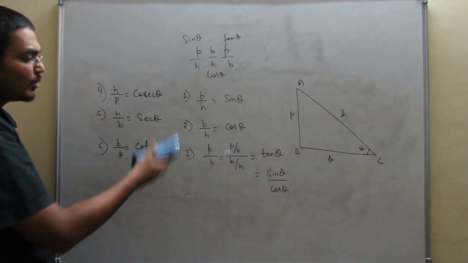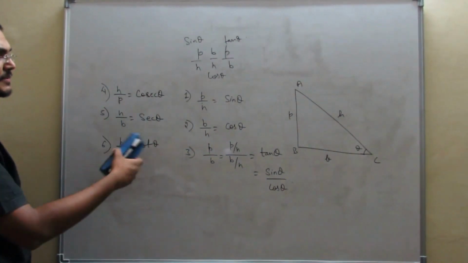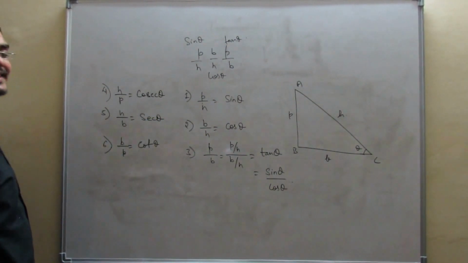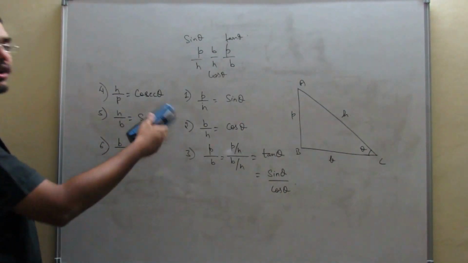So this one is clear. How do I define these ratios? Now let's see some general values of these ratios. Like if I talk about sin 30 degree or sin 45 degree. So what do these ratios come up to?